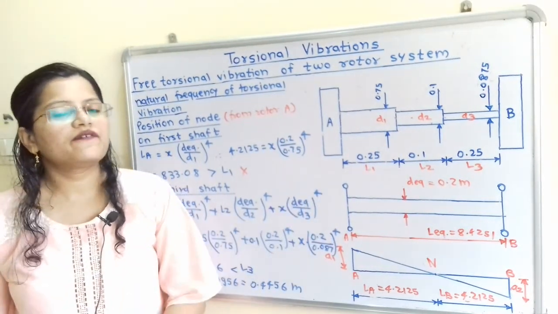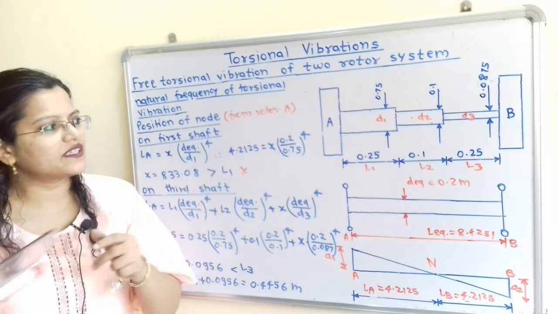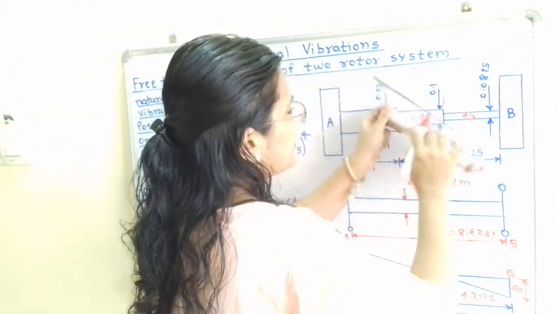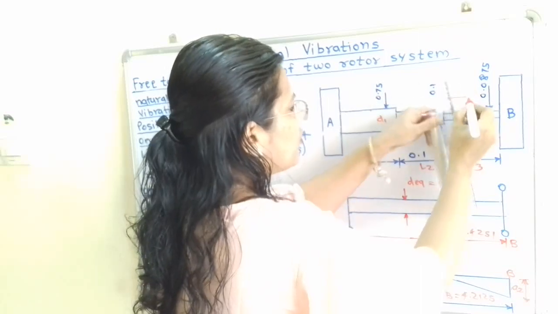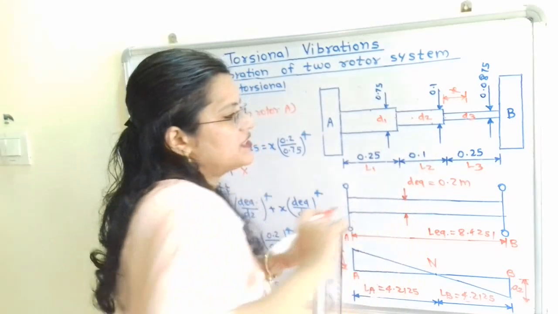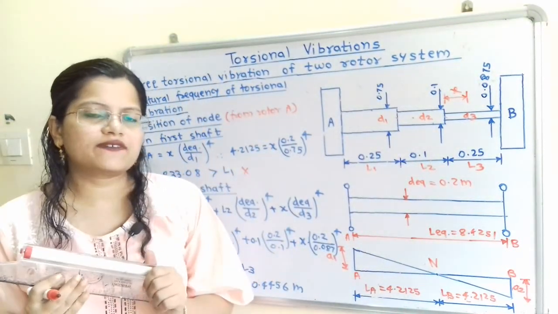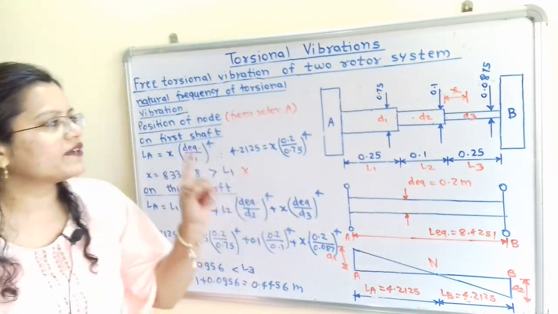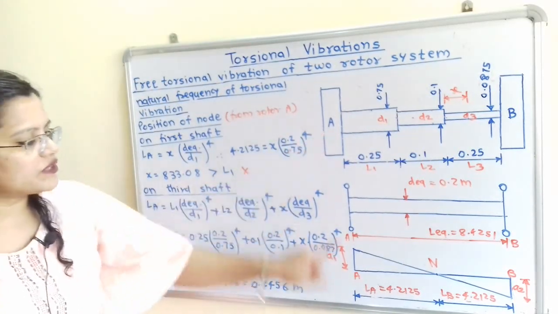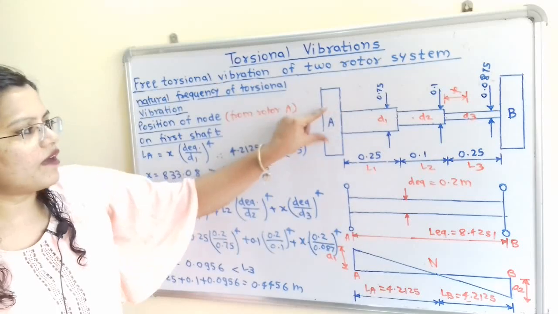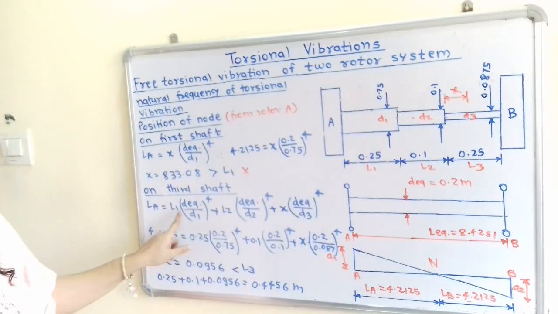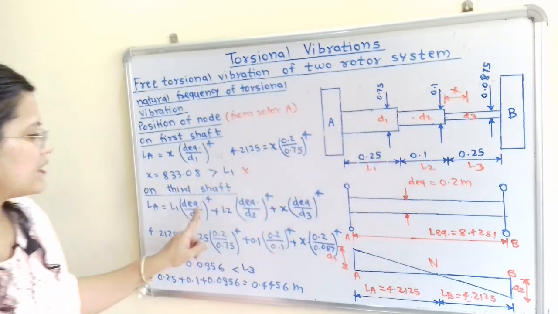Now we will check for the third shaft. So we will consider the node point will lie on the third shaft. So this is the starting point, and we will consider this node point will lie at a distance x on the third shaft. So how to calculate this value of x? So we are going to find out the distance from the rotor A. So we will use here LA is equal to, now after A there is the first shaft. So we will write here L1 D equivalent by D1 raised to 4.